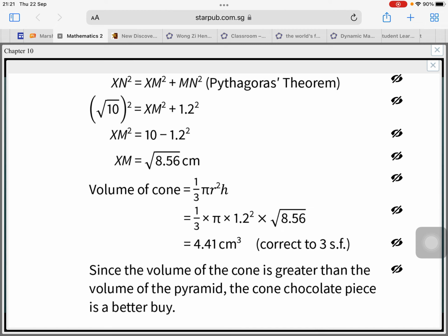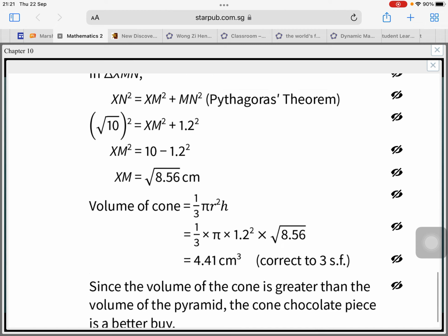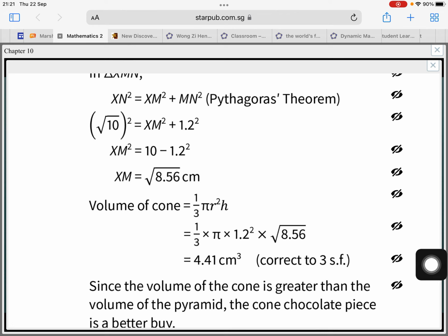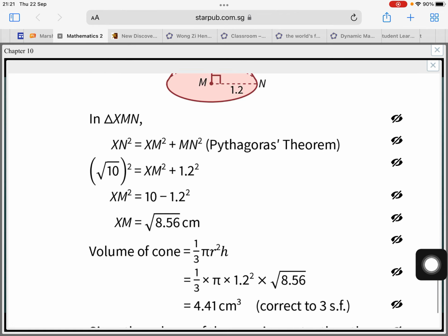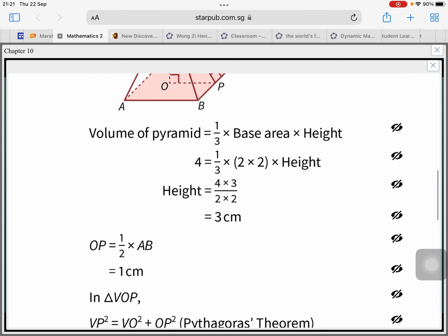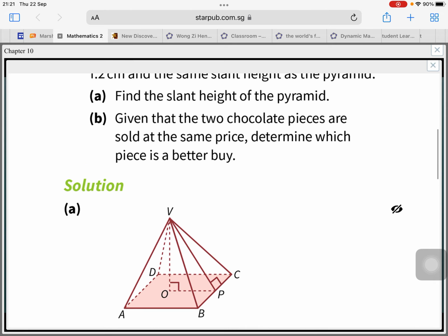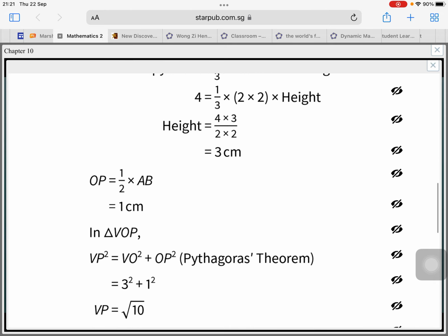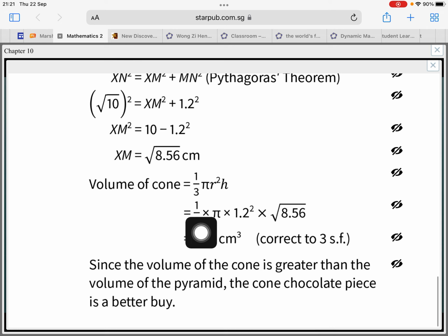So you don't just stop there. In this case, if you just stop here, you will not get full credit for this question, because the question asks you specifically which piece is a better buy. If you just stop over here, you have not concluded which piece is the better buy. So in this case, since the cone has a larger volume of 4.41, compared to the pyramid, which is only 4, the cone chocolate piece would be a better buy.